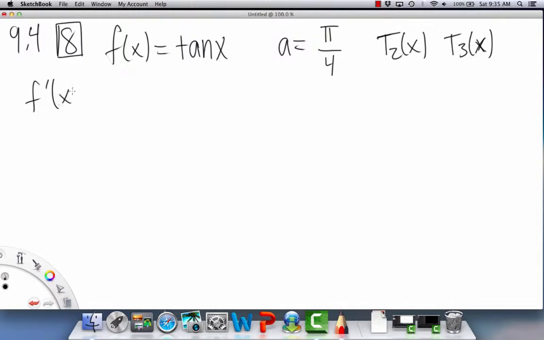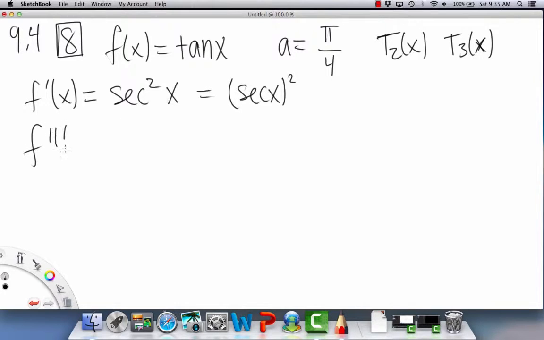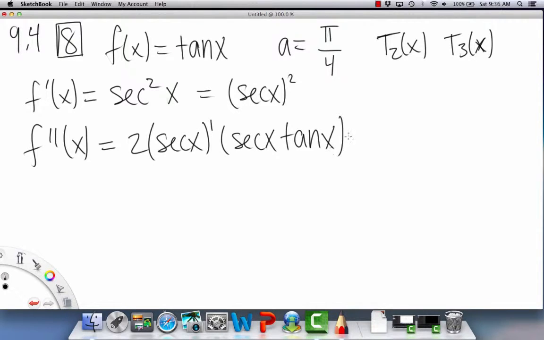So we'll do the first derivative, which is going to be secant squared x. I'll think of it as secant x squared. Then we'll have to employ the chain rule for the second derivative. So we bring the 2 down in front, and we have secant x to the 1. The derivative of the inside is secant x tangent x, which is equal to 2 secant squared x tangent x. We actually need to evaluate all three of these equations at a equals pi over 4.